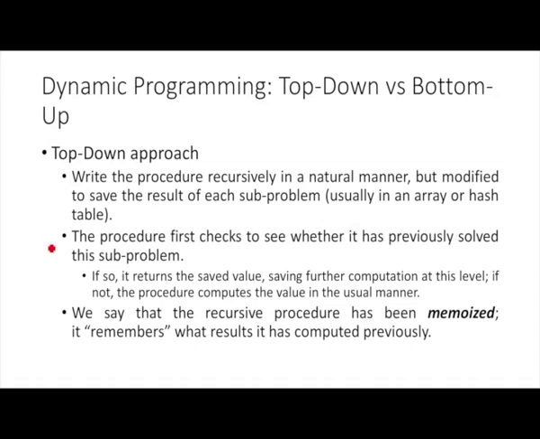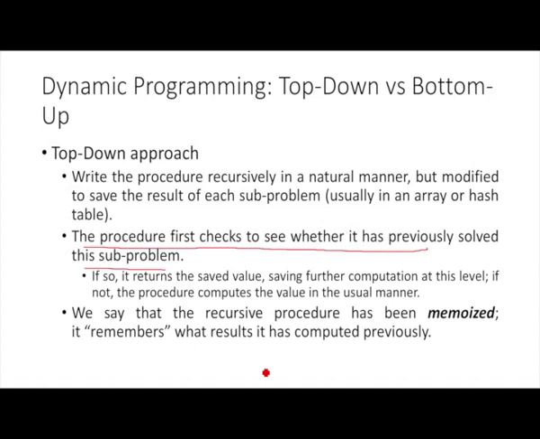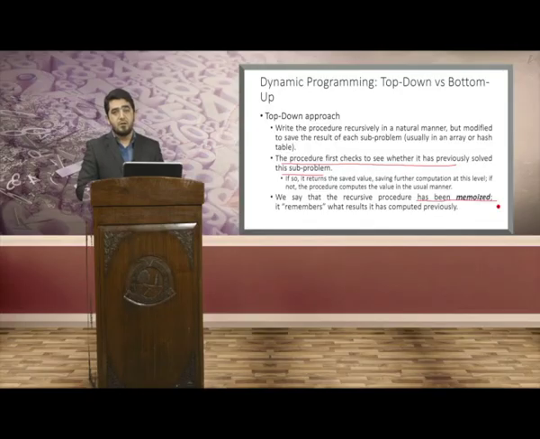Now, the procedure first checks to see whether it has previously solved this sub-problem. As I illustrated at that time, for example, we wanted to find a value for fib of 5. Before entering the recursion step, we try to find whether we have already solved this problem or not, if we already have a value in the hash table or not. If it is there, then it returns the saved value, thus saving further computation at this level. If we didn't find the value in the hash table, then the procedure computes the value in the usual recursive manner. We can say that this implementation of dynamic programming is a recursive procedure that has been memoized using the hash table or the array. That is, it remembers what results it has computed previously.